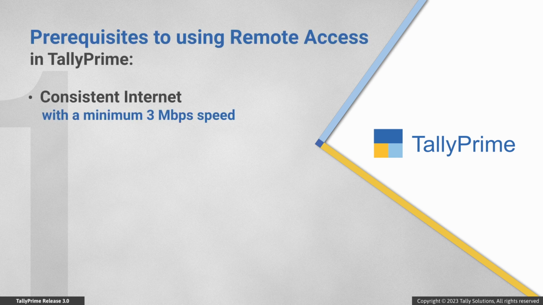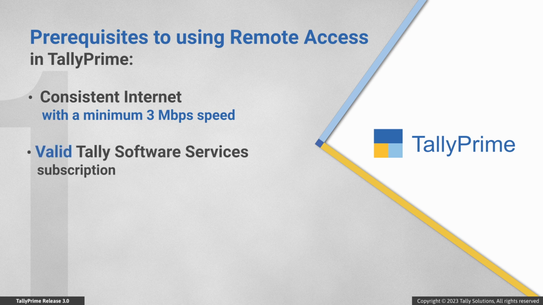First and foremost, you need a consistent internet connection with at least 3 megabits per second speed for a decent experience with remote access in Tally Prime. It ensures that you access the Tally Prime company smoothly without any interruptions or lag that might occur due to inconsistent internet or lesser internet speed.